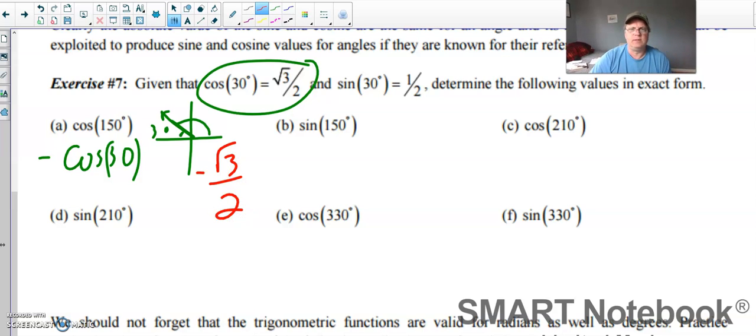Sine of 150, same thing, reference angle is 30. Sine of 30 is 1/2. It's in quadrant 2, and sine is positive in quadrant 2.